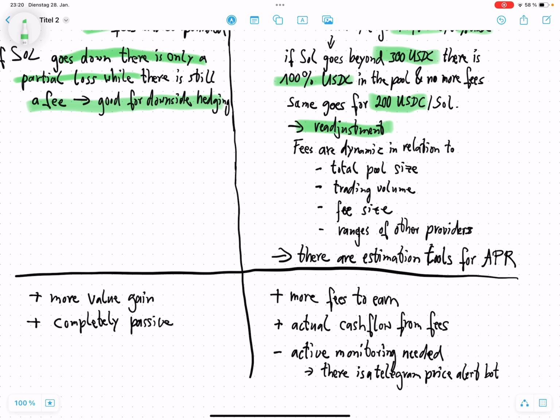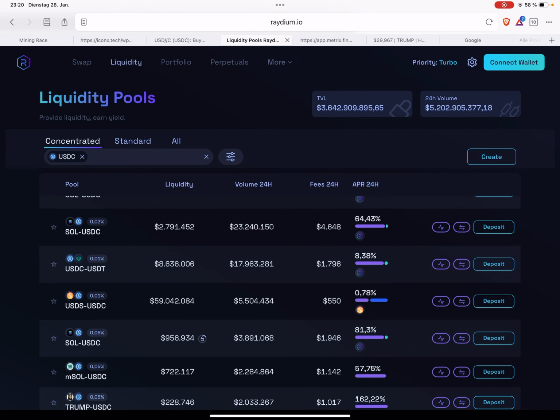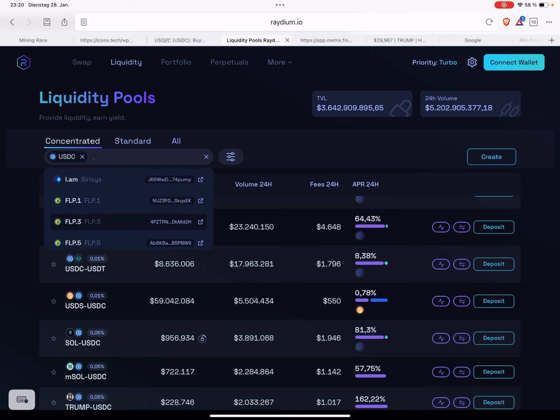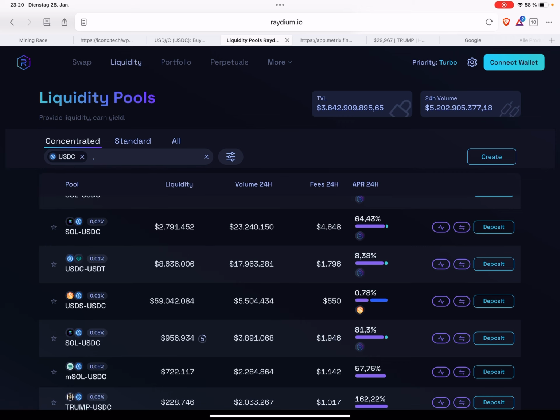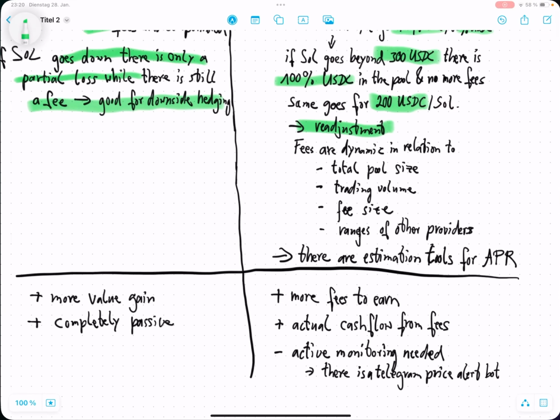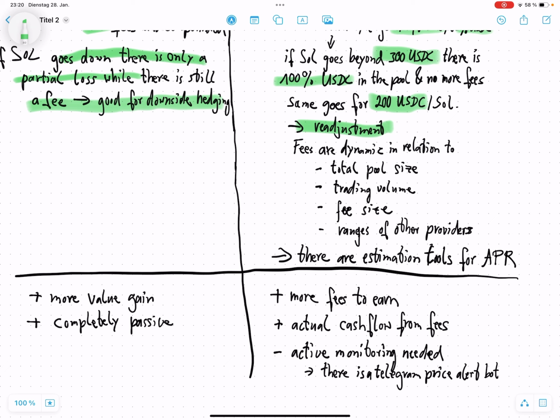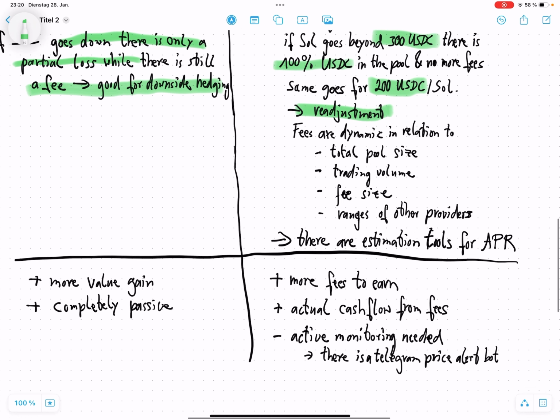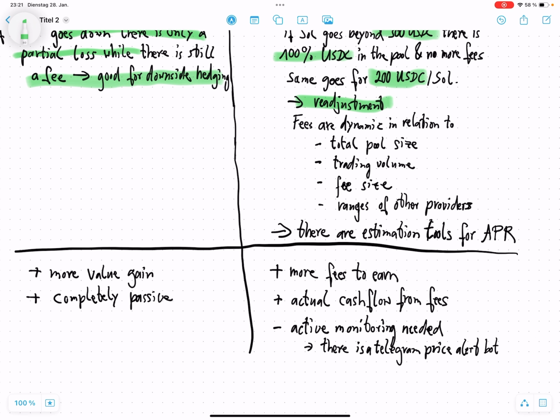So if we look at the 66%, for instance, here in the concentrated pool, now it's 64, as you can see. It changes all the time and might also go lower. But it depends on the total pool size. So how much is in total in the pool? What is the trading volume that is going through the pool? Of course, the more trading volume compared to the pool size, the more fees are distributed and earned for the entire pool. Then what's the fee size that you picked?